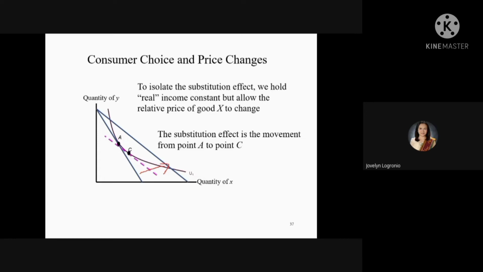Take note at point C, that combination of X and Y lies on the same indifference curve as point A. So that means that at point C or at point A, the level of utility of the consumer is the same. Because again, at point C, although the quantity of good X increases, the quantity of good Y naman ay bumaba. So again, the movement from point A to C is called the substitution effect.